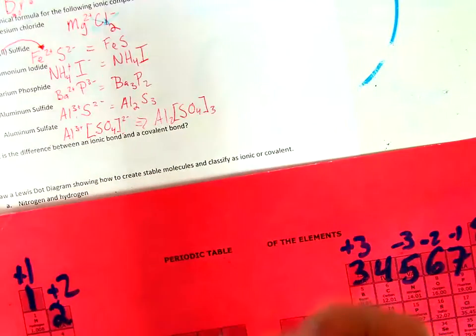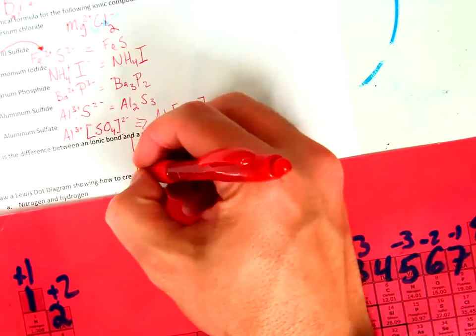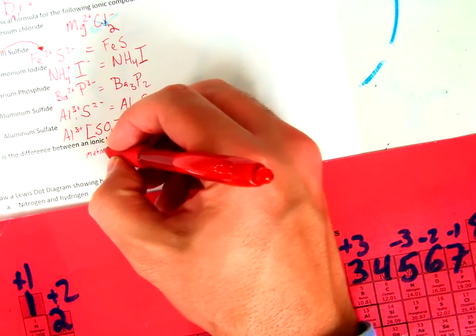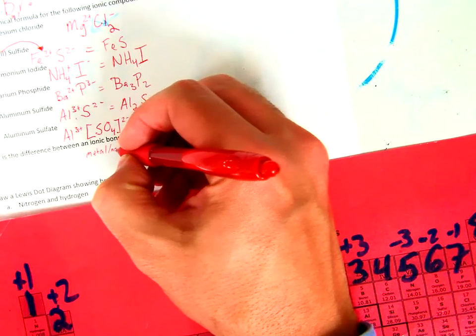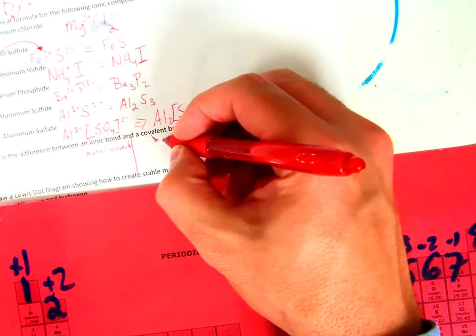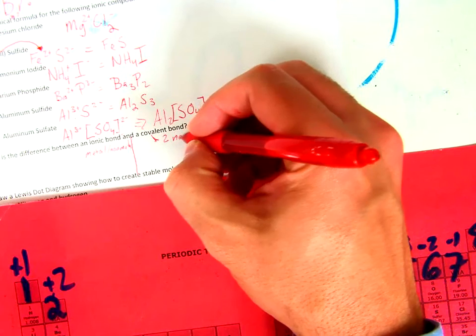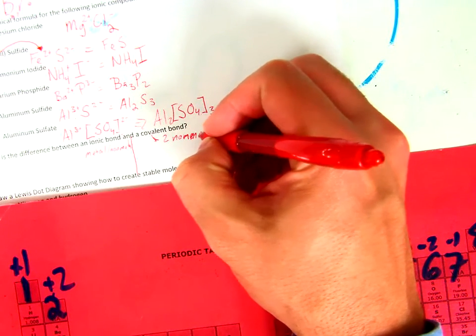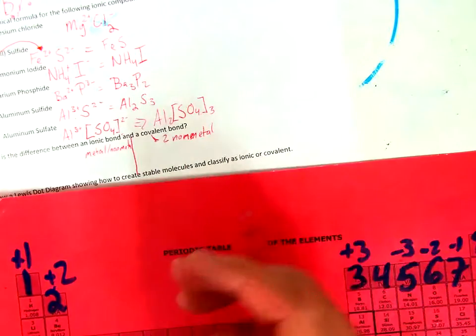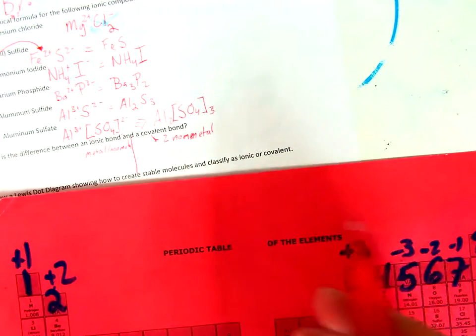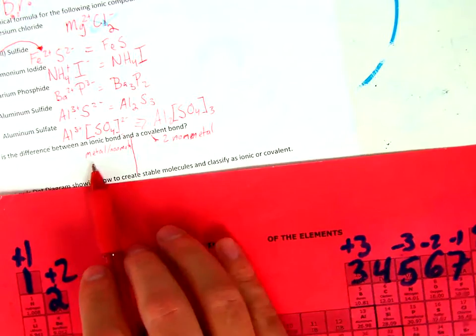Anyways, differences between ionic and covalent bonds. Ionic bonds are metal and non-metal. Covalent bonds happen between 2 non-metals. Oh, spelling. What the heck? 2 non-metals. Those are metals that you like to nom on.